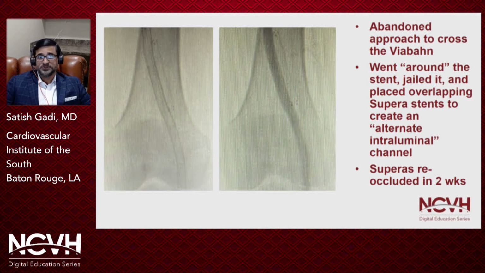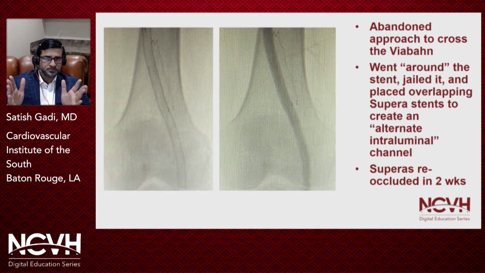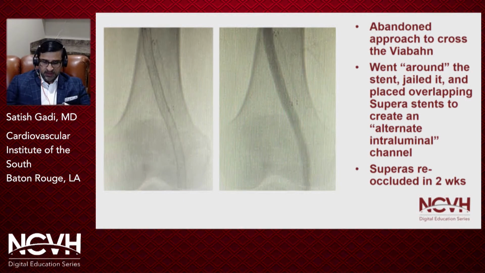So what we decided to do was, we said, you know what, we're not even sure how useful it would be to go through the Viabahn. Maybe we could keep on trying, but that was not working. So we just decided to go outside the Viabahn, balloon it, and jail the Viabahn stent and put Supera stents overlapping with really good result.